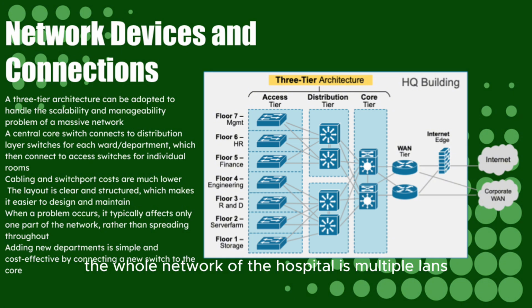The whole network of the hospital is multiple LANs, with each building of the hospital being a LAN for each patient. The AI monitoring system will be connected to the switches of each ward using a star topology, with the switch in the center. The switches of each ward are also connected to an access point for wireless access. A three-tier architecture can be adopted to handle the scalability and manageability problems of a massive network.